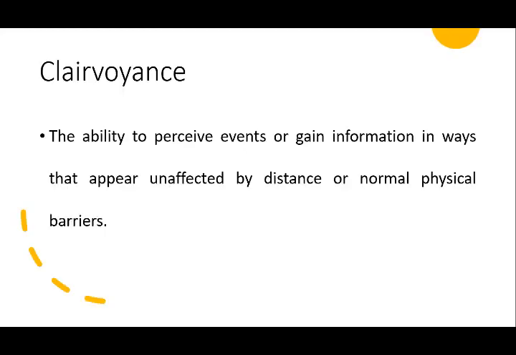Another extrasensory perception phenomenon is clairvoyance. Clairvoyance is that you perceive things despite the distance, right? Like your mother can predict that something is going wrong with her child, and despite sitting 1,000 miles away from her child. So this phenomenon is known as clairvoyance.